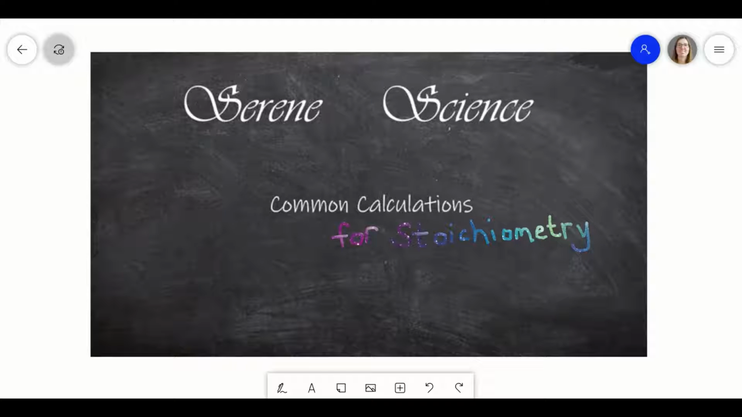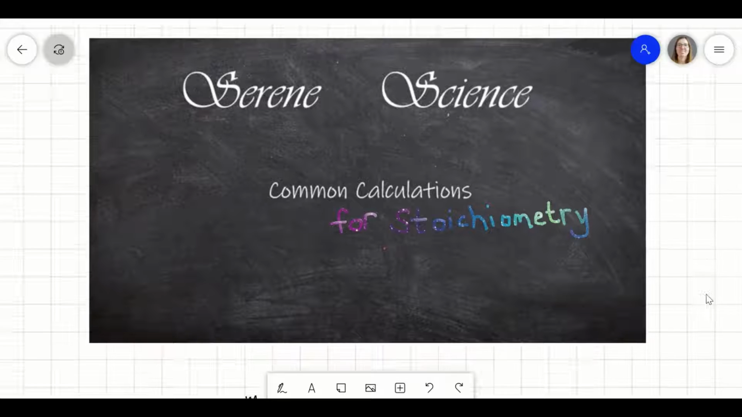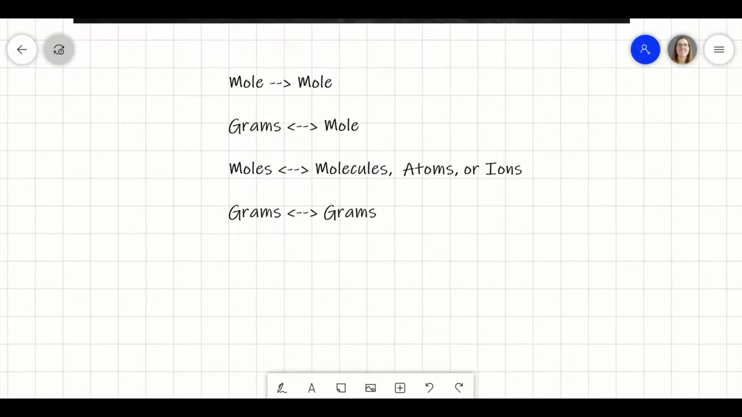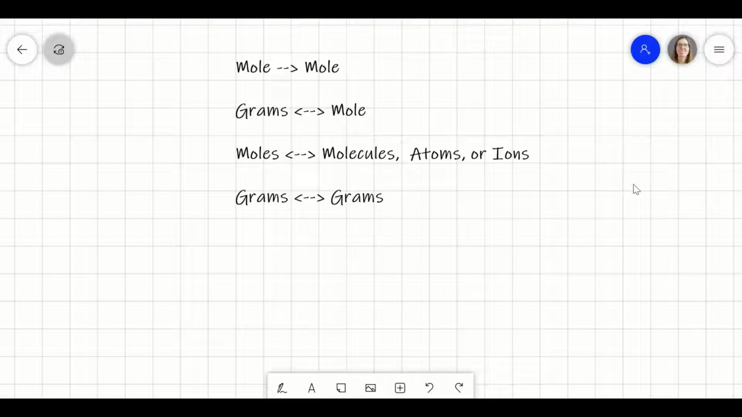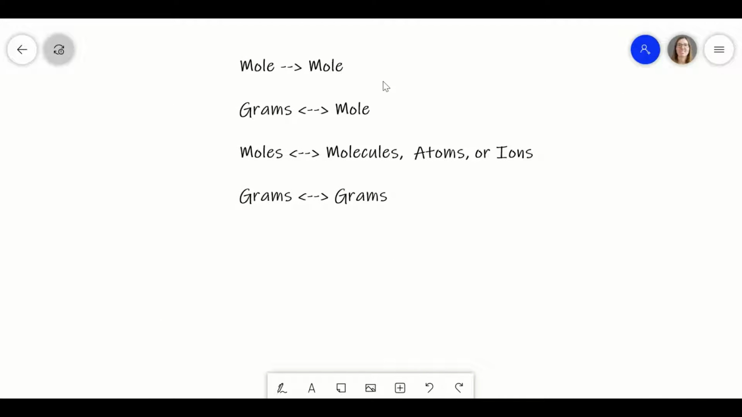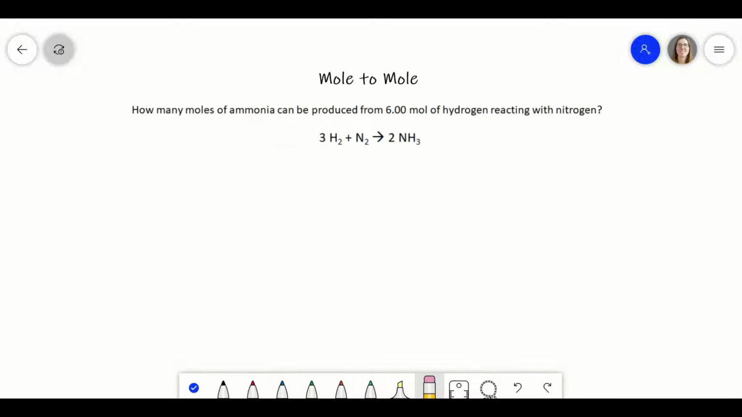Now let's get started with our calculations. The types of calculations we'll be looking at are mole-to-mole conversions, gram-to-mole conversions, or mole-to-gram conversions, moles to molecules, atoms, or ions, or the reverse, so molecules, atoms, or ions to moles, and then we'll wrap everything up with grams to grams calculations. Let's first look at a mole-to-mole calculation.